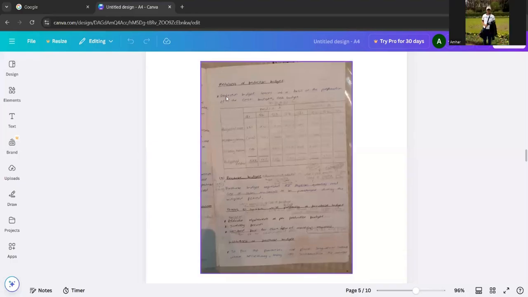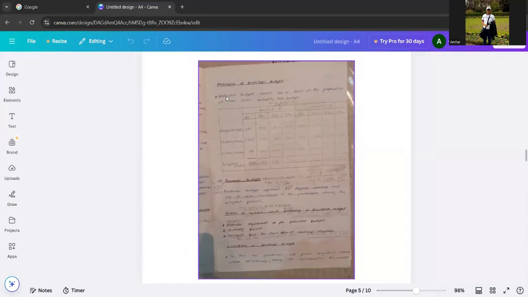Okay, now look at the usefulness of production budget. Production budget serves as a basis for the preparation of the cost budget or cash budget. So production budget is the starting point of preparing the cost budget and cash budget. Production budget is very important. After production budget, we'll prepare cash budget and all that.